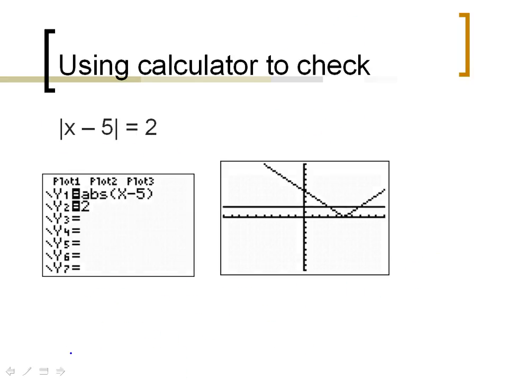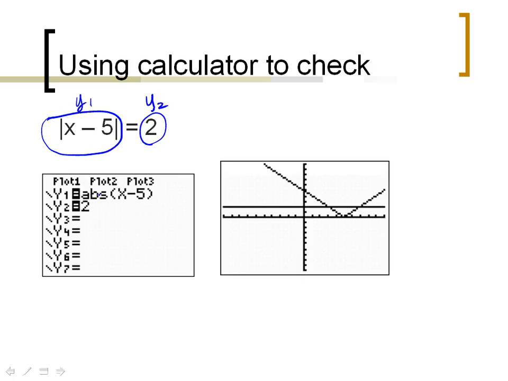Now, how can I use the calculator to check my work? When we solve an equation, we're really solving a system of equations, if you remember, and the solutions come from solving the system by graphing, that is where they intersect each other. And so if I'm trying to solve absolute value of x minus 5 is equal to 2, I can input each side of the equation into a separate equation. So in the calculator, absolute value of x minus 5.